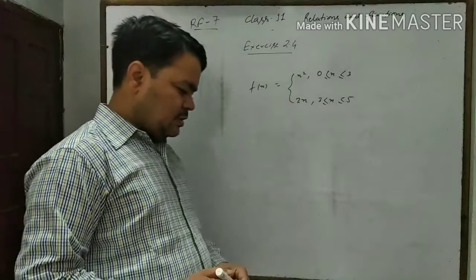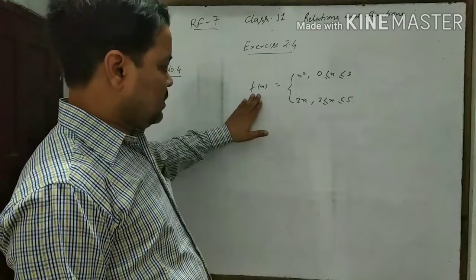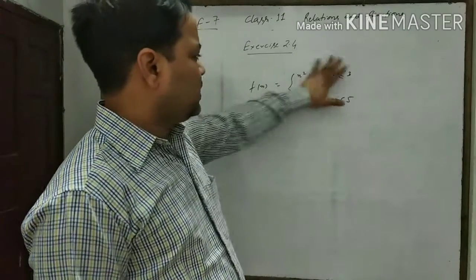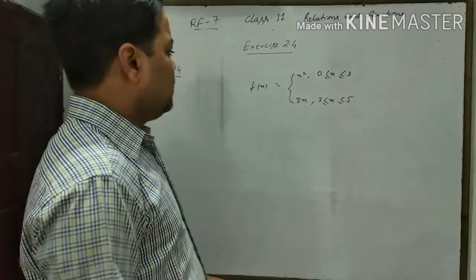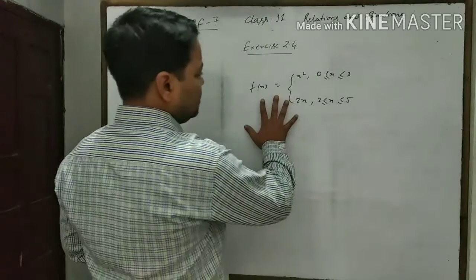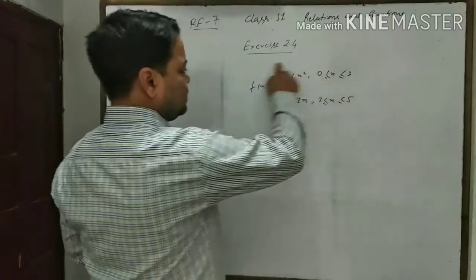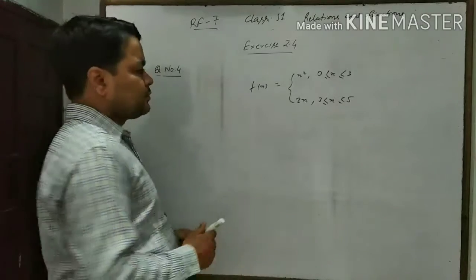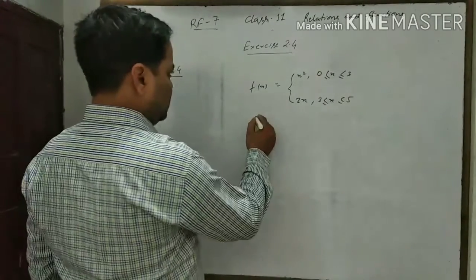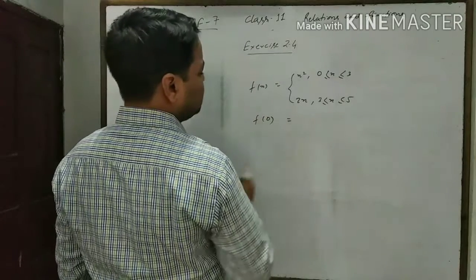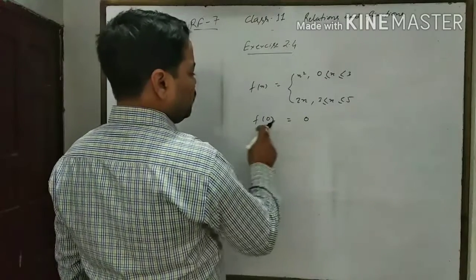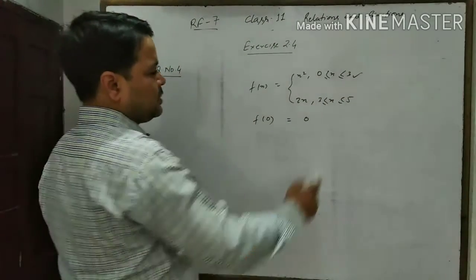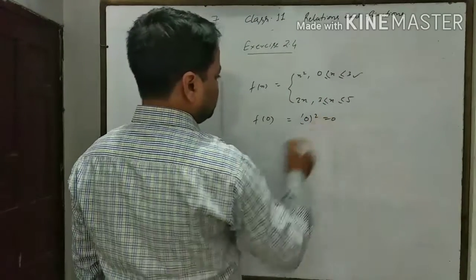The question is whether the given relation is a function. We have to verify that the given definition is only a relation but not a function. How? If you find f of 0, then it will be 0. Why? According to this relation, it will be 0 square, value will be 0.